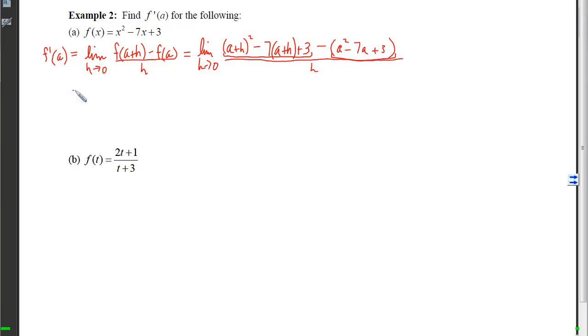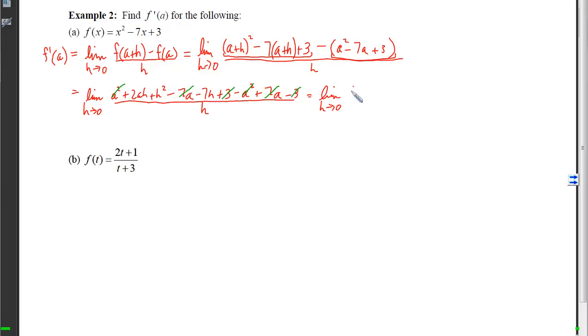So if we look at this now, in order to do the next step, we need to simplify the top. So we've got to multiply everything out and combine our like terms. So I have an a squared plus 2ah plus an h squared minus 7a minus 7h plus 3, and now I'm going to distribute that negative. So I have a negative a squared plus 7a minus 3. That's all over h, and remember that if we do our algebra properly, everything that doesn't have an h in it should disappear. So the a squareds will cancel, the 7a's will cancel, and the 3's will cancel. Now we're left with something on the top that has a common factor of h in it.